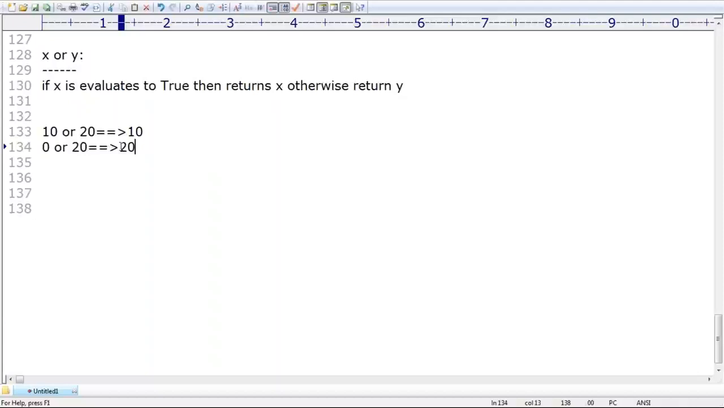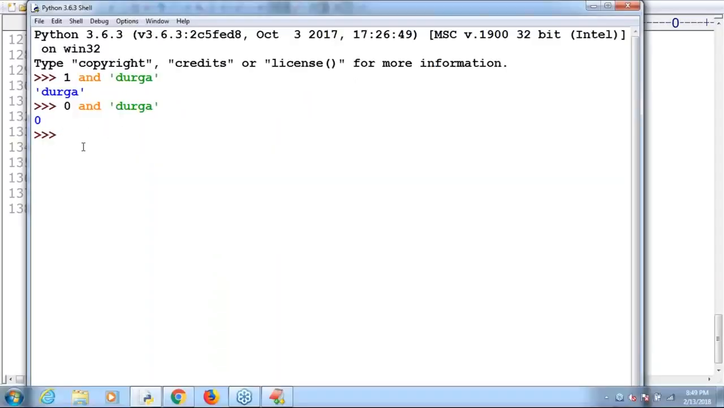Okay, sir. Now just observe: 10 or 20. What is the answer? Can you please tell? 10 or 20: 10 itself is the answer. Sir, 0 or 20: what is the answer? 20 is the answer. Okay, that's all.